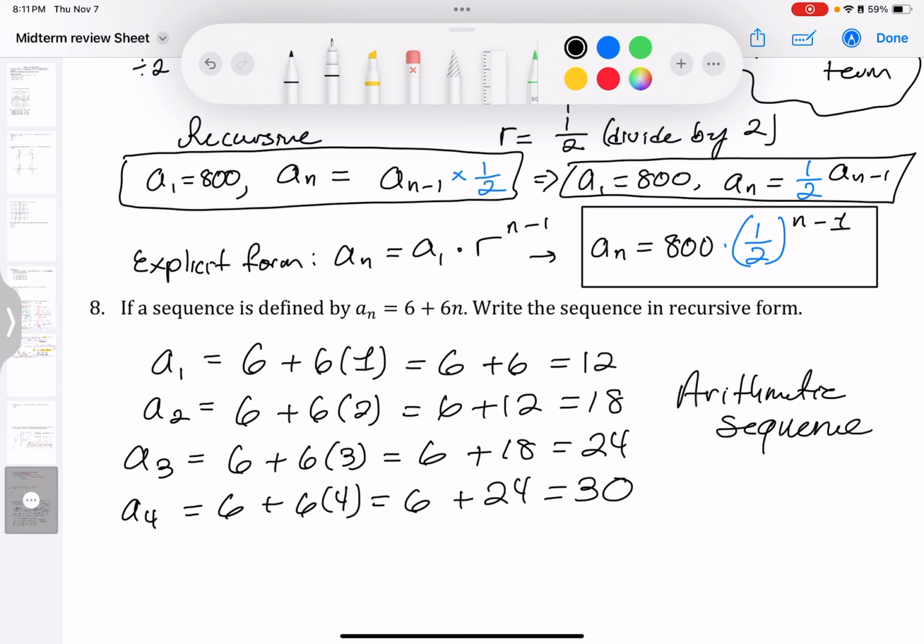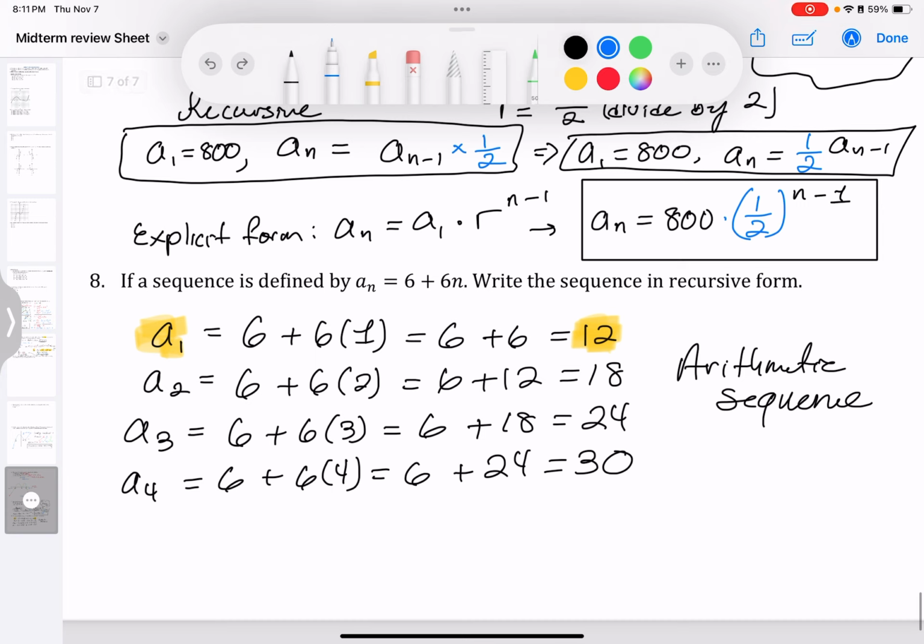And we know it's arithmetic because we are increasing by 6 to find the next term. If you notice, our first term is 12 in this case. So that's our a1. And then to find the next term, which is a2, you are taking the previous term and you're adding 6. To find your third term, you're taking the previous term and you're adding 6. To find the fourth term, you take the previous term and you're adding 6 again. So this is an example of definitely being arithmetic.